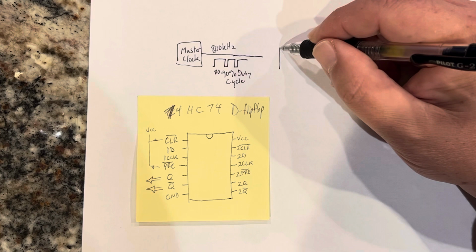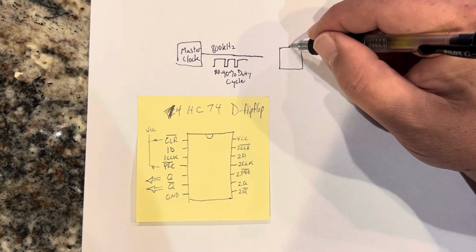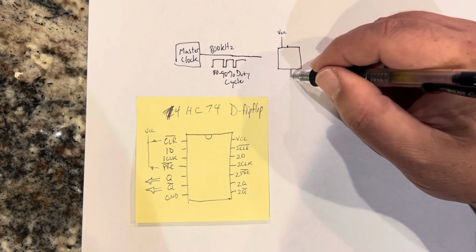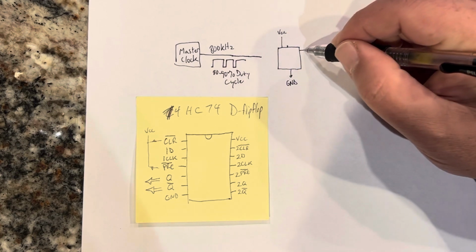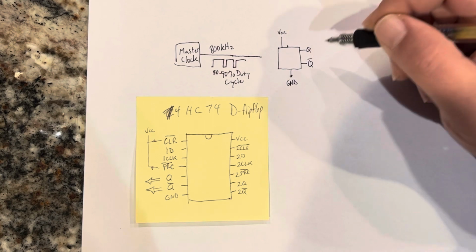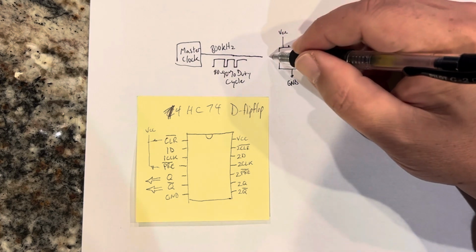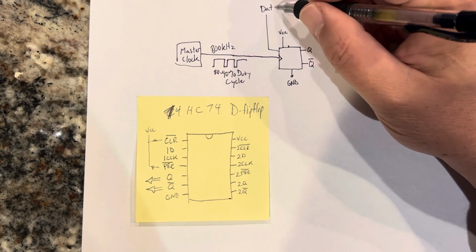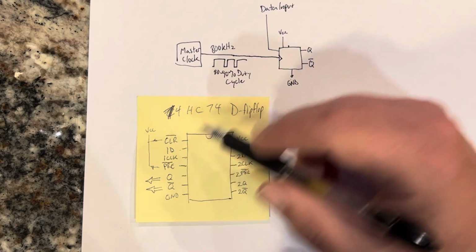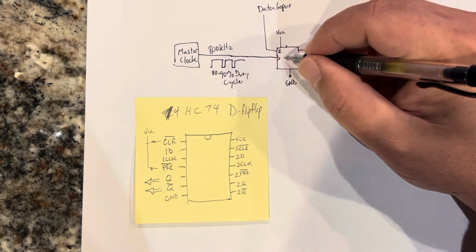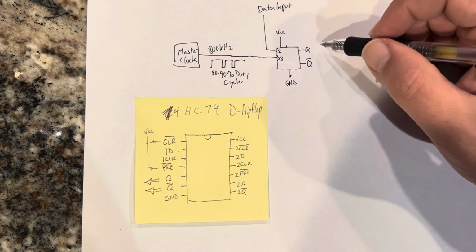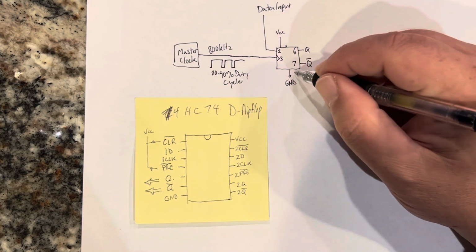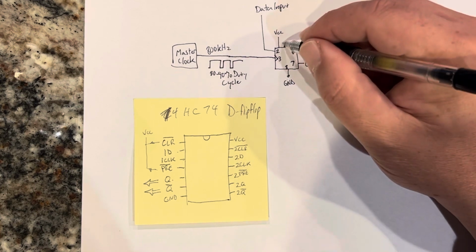So I'm going to draw the flip-flop the way it's usually drawn, where there's a VCC and there's a ground for the chip itself. Then there's a Q output and a Q bar, which is the inverse output. So this is the clock, and this is the data input. The data input goes to pin 2. The clock goes to pin 3. The Q is pin 6. And the Q bar is pin 7. Ground is pin 8. The VCC is pin 16.